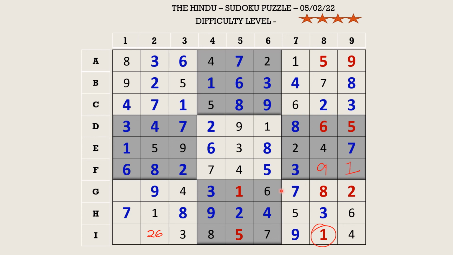So in the 7th block the missing numbers are 2, 5 and 6. There is a 2 in B row which is blocking here. So I2 becomes 6 and the remaining numbers are 2 and 5. There is a 5 in the I row. So I1 takes 2 and G1 takes 5.